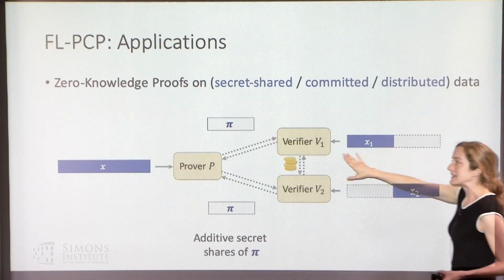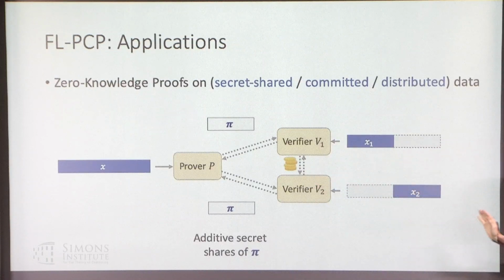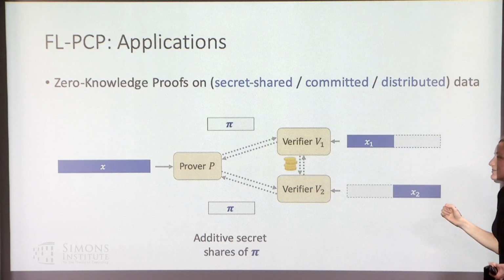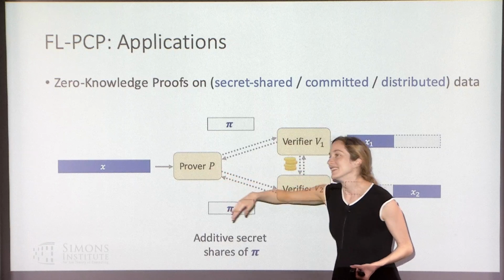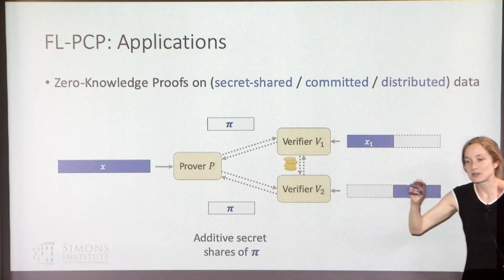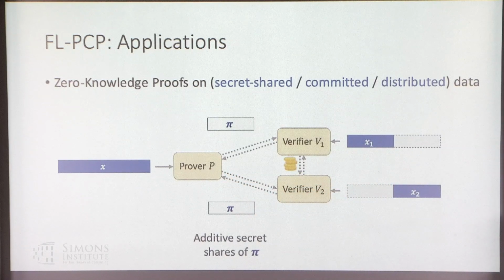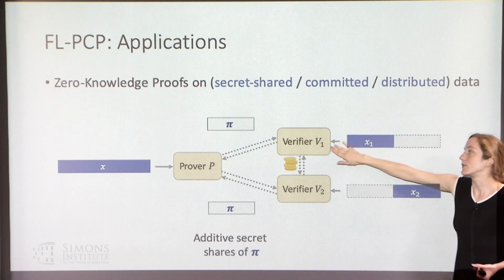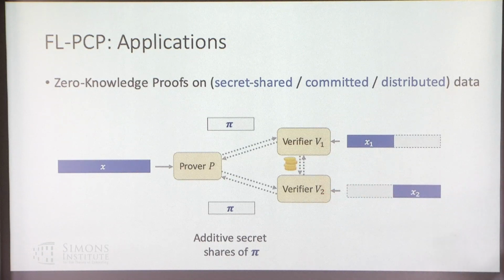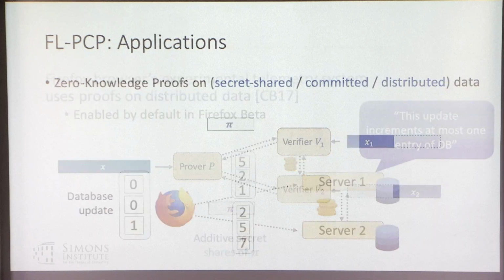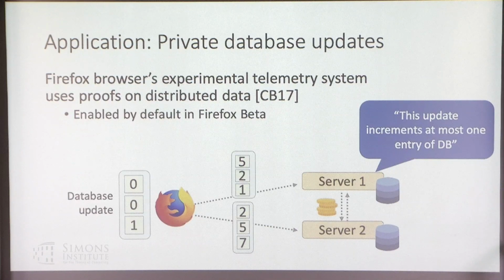So I think that this setting is something that could be very interesting in general. For example, ideally you could think about something, maybe I want to prove something about my health and my monetary status. One of the verifiers might be a bank, one might be a hospital. Nobody has the full combined statement, but everybody has pieces. And another example of this, as Henry mentioned, is actually used in Firefox.